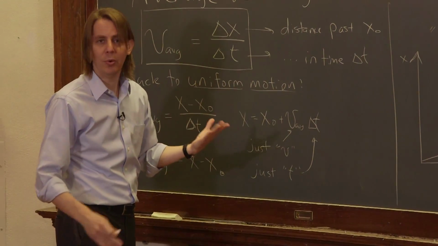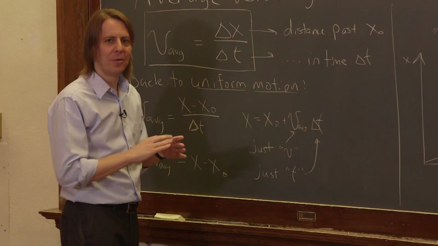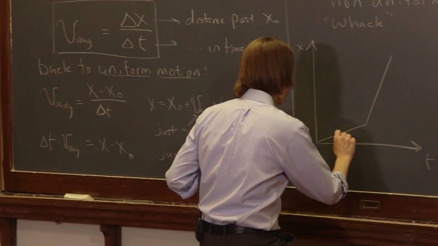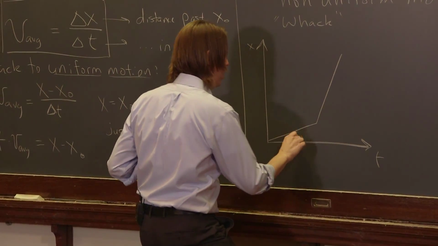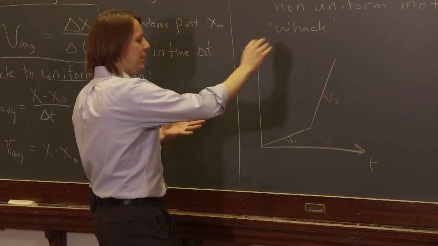So what do we do? What do we do when we have a complicated trip with two velocities? The one thing we can calculate for the whole thing is the average velocity. So it looks something like this. If we call this v1 and this one is v2, the average velocity is for the whole trip.